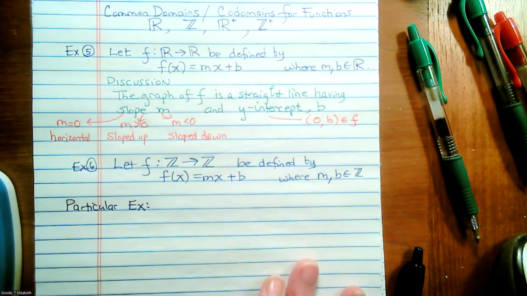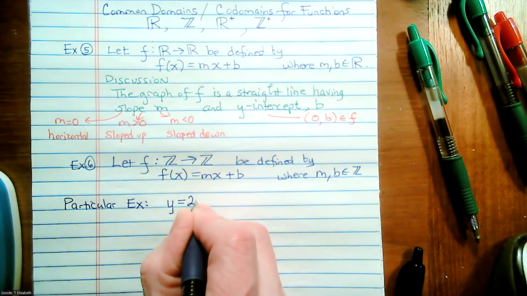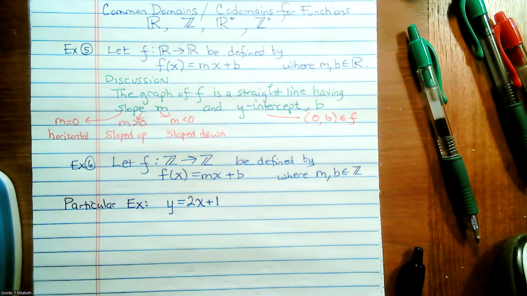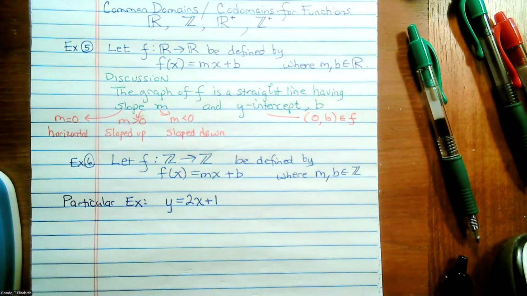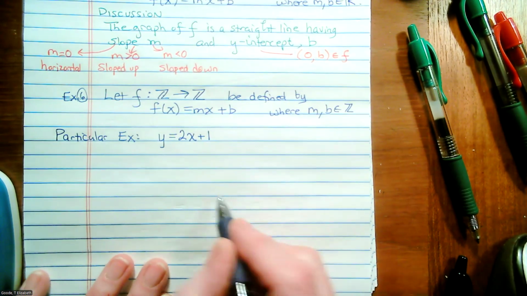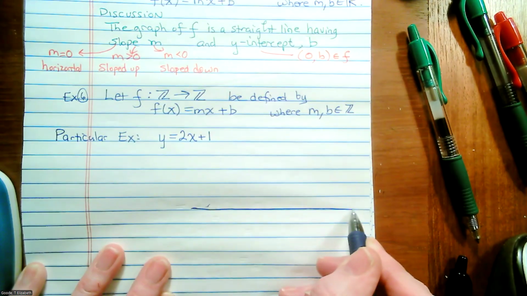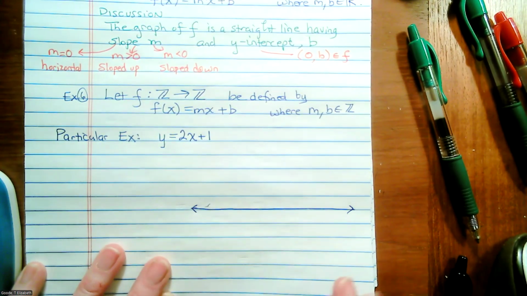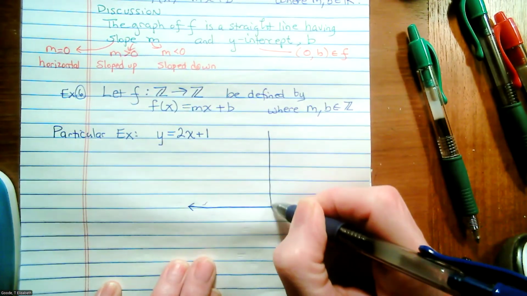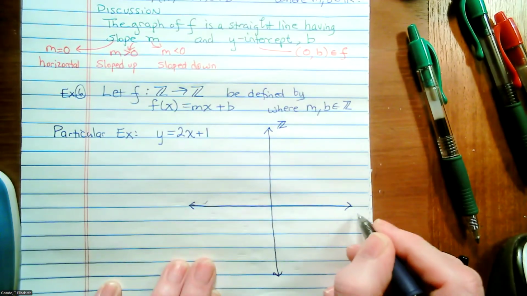So here's a particular example that might help you visualize this idea. What's the difference? Well, the points lie on a line, but they're just discrete points with a lot of space in between them. So let's look at y equals 2x plus 1. It's just an example of one of these linear functions with the countable discrete set Z as the domain and the codomain.